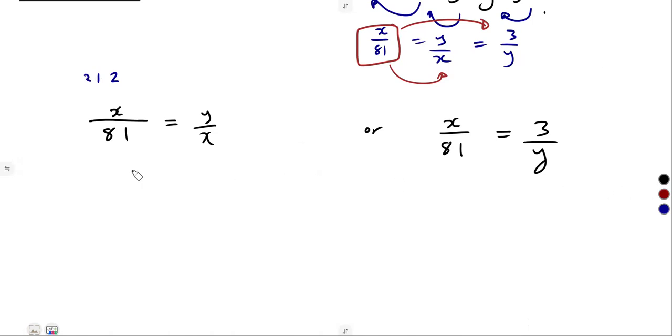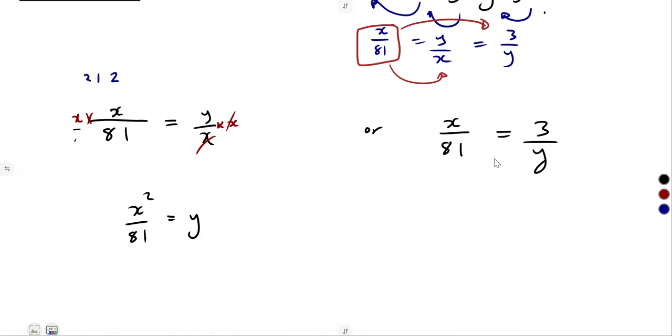Okay, let's try to solve. We can make y the subject again, just like the previous one, because we can see here, it is easier to make y the subject from our equation 1. Simply multiply by x, multiply by x. That was going to cancel. So that's y is equal to x times x, that's x squared over 81.